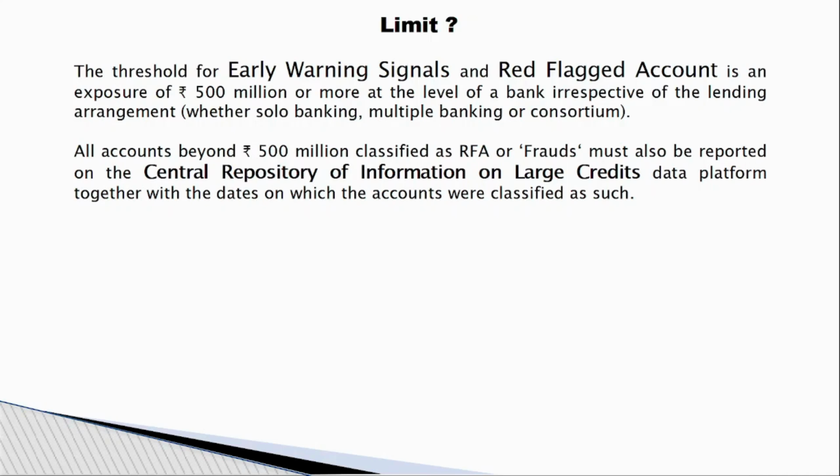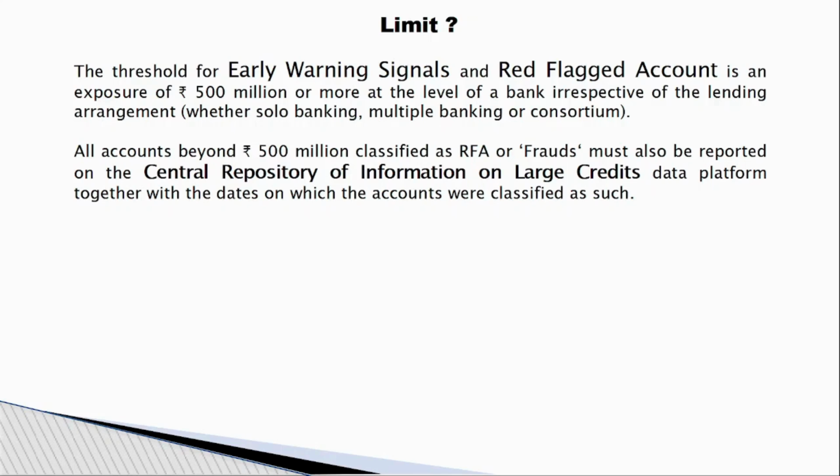So it is not one account of 500 million for that customer. Whatever all the banks have given in the consortium loan, if all account balances together include more than 500 million, then these accounts should be reported to the Central Repository of Information on Large Credits. Then these accounts should be marked as red flagged, later they should be marked as NPA, and then you have to take appropriate action.